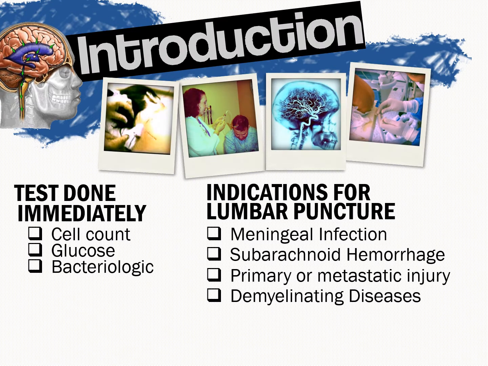The following are tests done immediately. Number 1 is cell count because cells deteriorate in time and clump in the presence of fibrinogen. Second one is glucose to prevent glycolysis, and the third one is bacteriologic tests to prevent proliferation. The following are reasons or indications for lumbar puncture, which can be divided into 4 major disease categories. We have meningeal infection, subarachnoid hemorrhage, primary or metastatic malignancy, and demyelinating diseases.